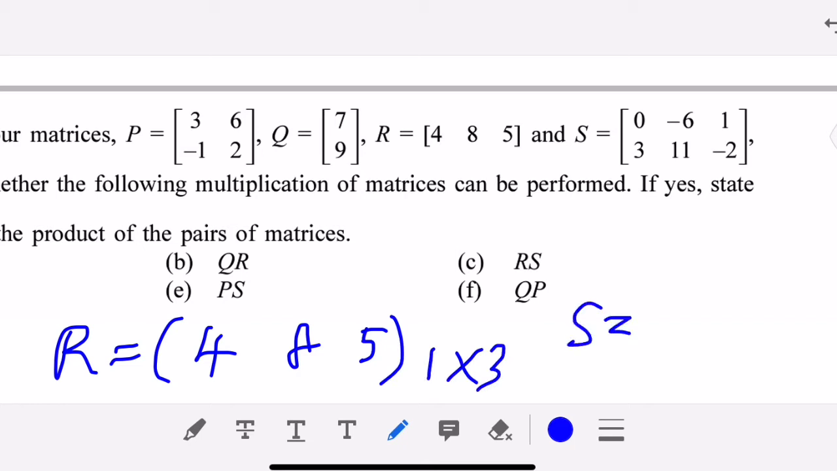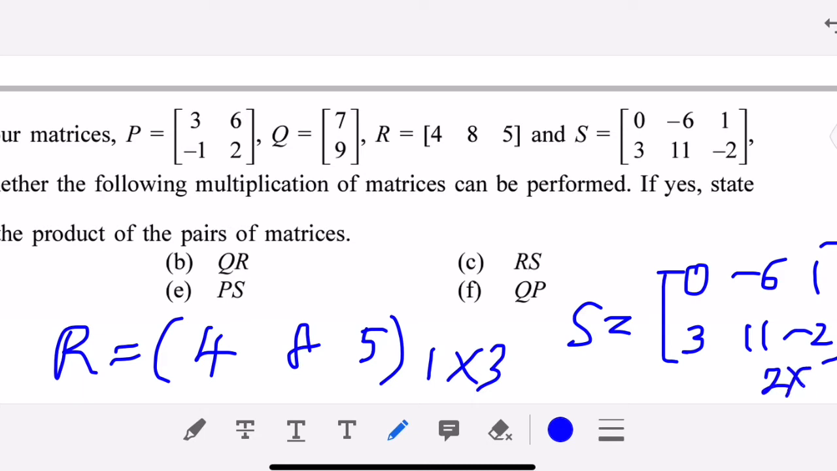So, we are having how many rows? 0, negative 6, 1 row, 3, 11, negative 12, negative 2. We have 2 rows and 3 columns, right?